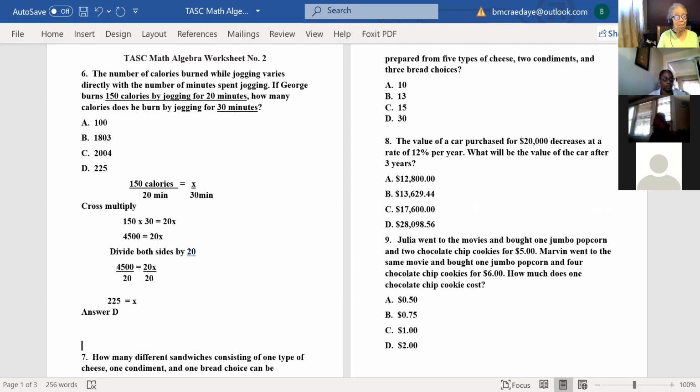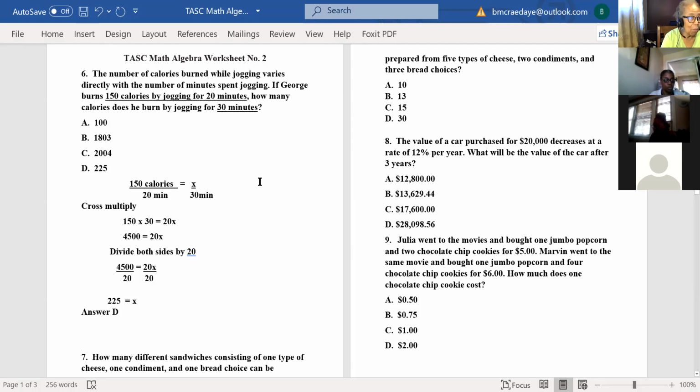Now we know this is the long way, and there are different ways you could do this problem. Mental math is the easiest. You look at this: 150, half of this, 75. 30 is 3 times 10, so 3 times 75 is 225, done. 5 seconds, 10 seconds, done.